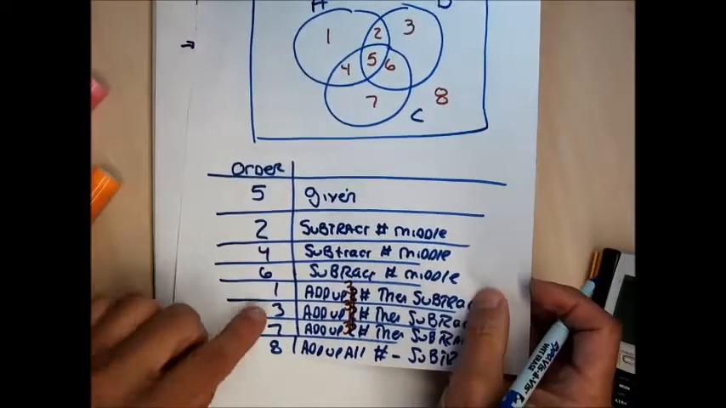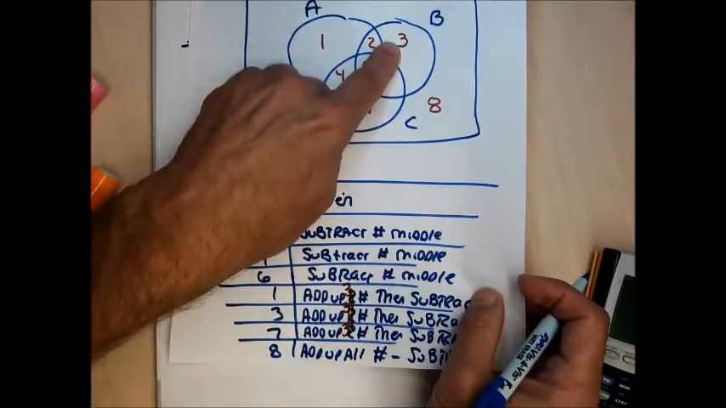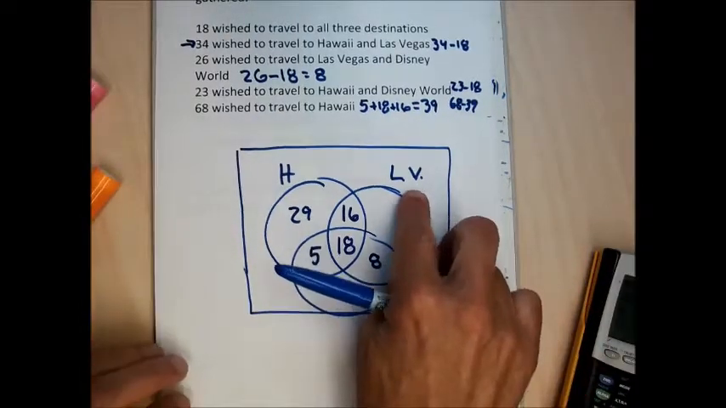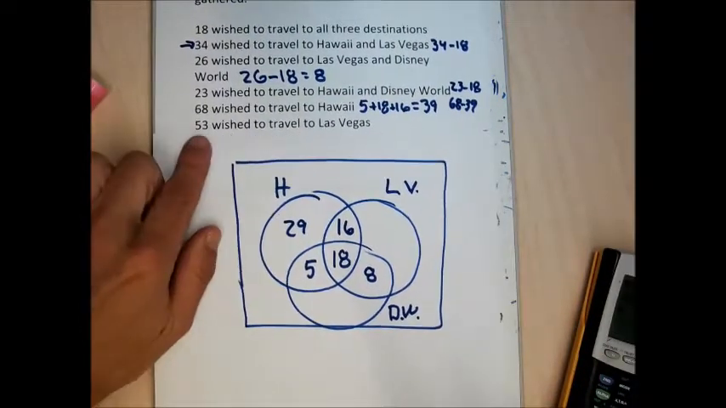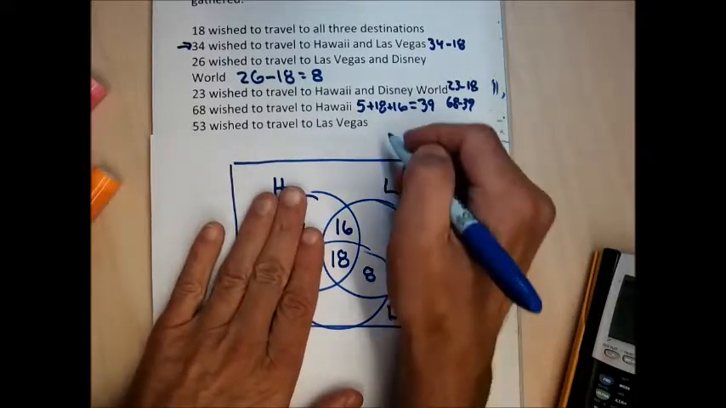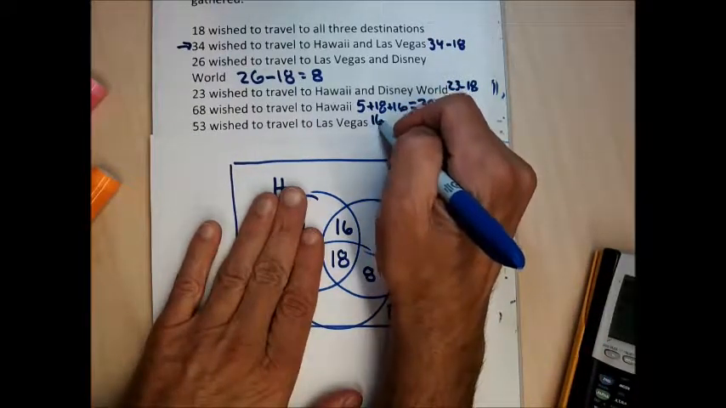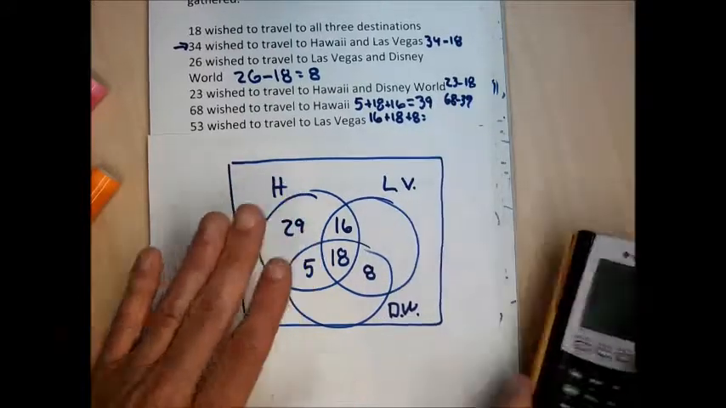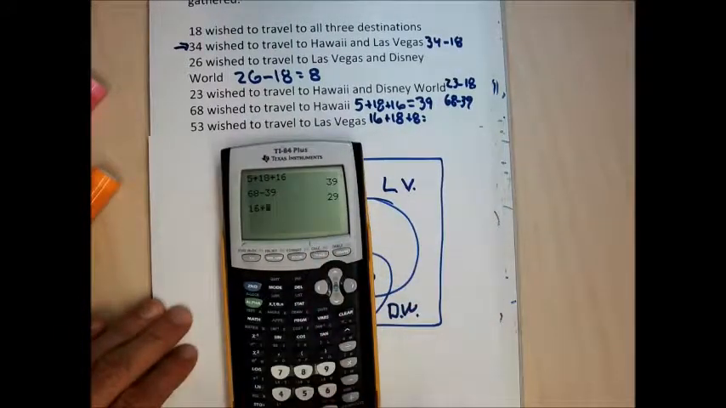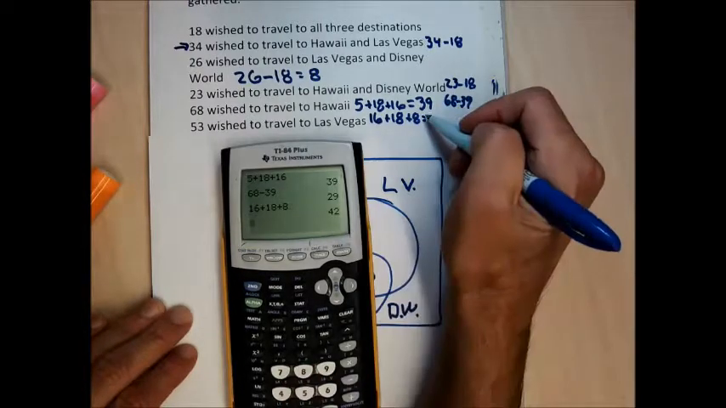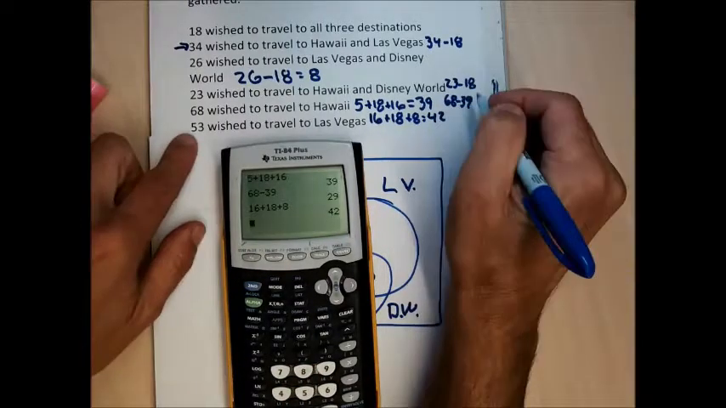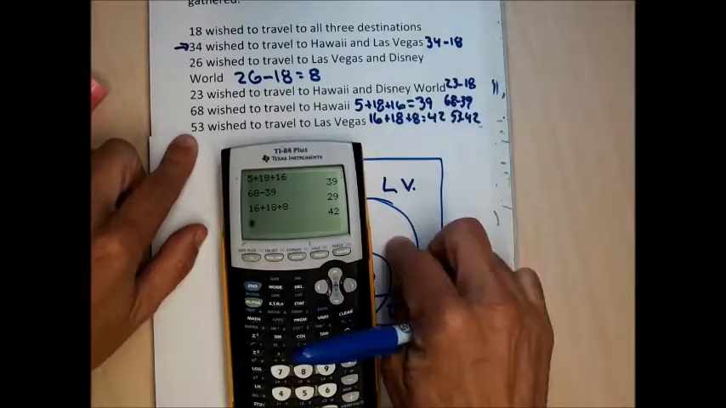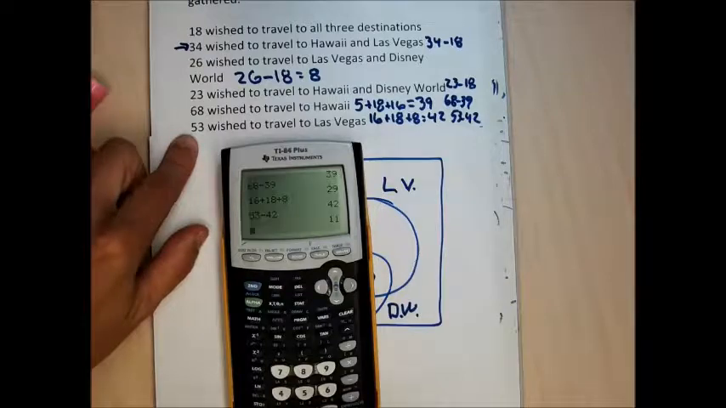Then I'm going to move on to region 3, where I add up 3 numbers and then subtract. Region 3 is Las Vegas, so I look for a Las Vegas only number, which is this 53. The 3 numbers I'm going to add up are the 16, the 18, and the 8 in the Vegas circle. And I get 42. And I'm going to subtract that 53 minus the 42 to get that number in that region, which gives me an 11.